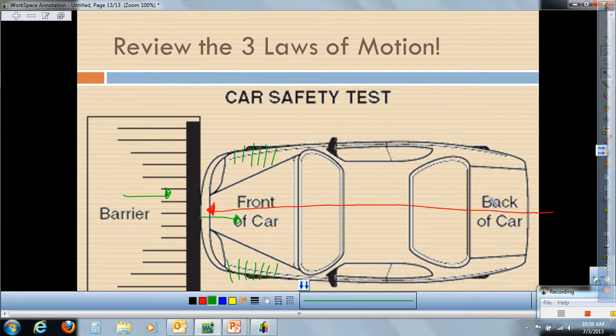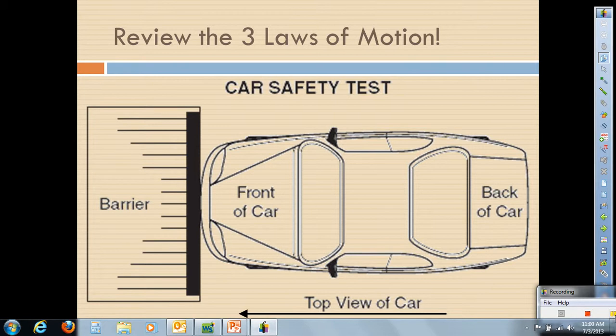The back of the car continues in that direction because of inertia, Newton's first law. Once this part of the car provides enough force for the rear of the car, because now this part of the car is not going to move, but the back part of the car is going to move. Once that matches, then we stop motion. That is Newton's third law. I hope that helped.